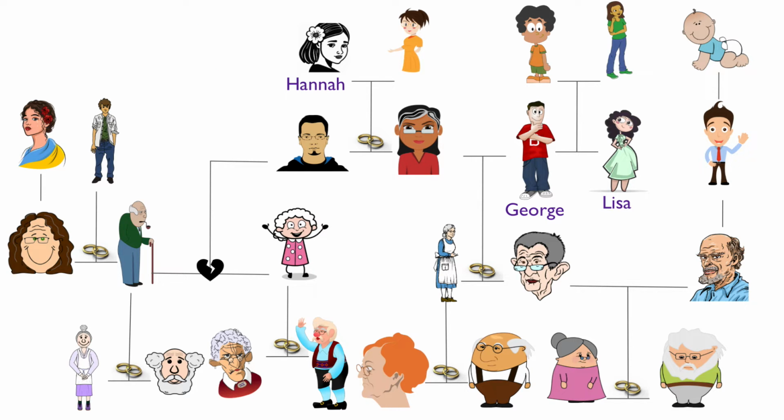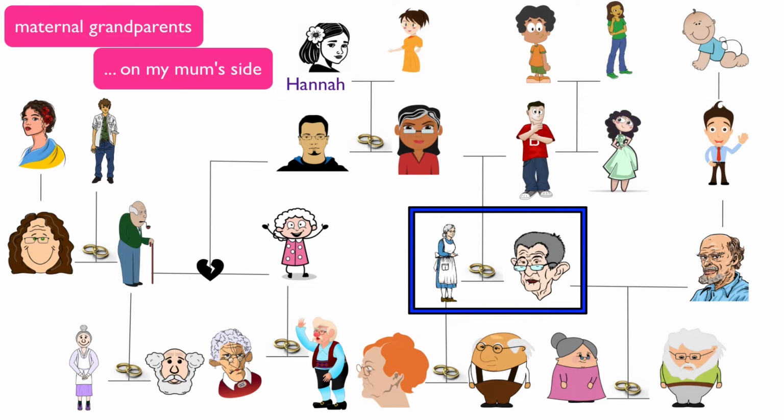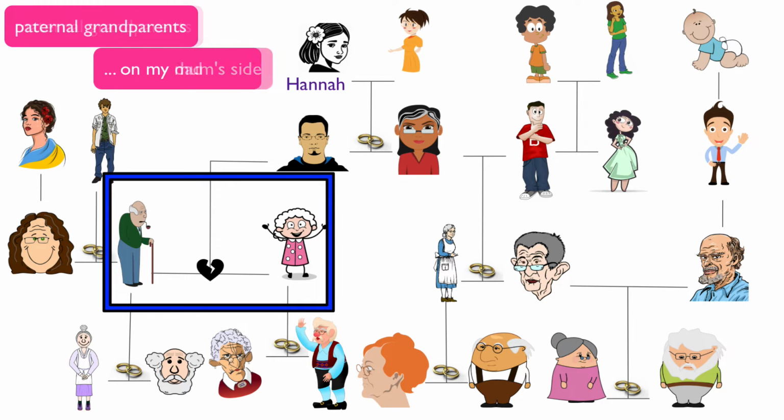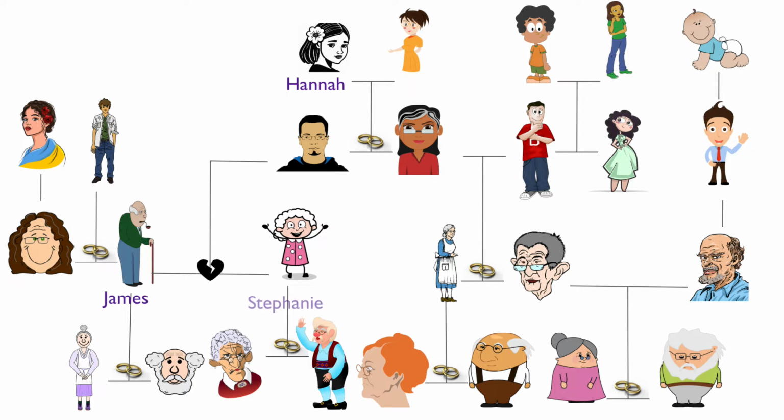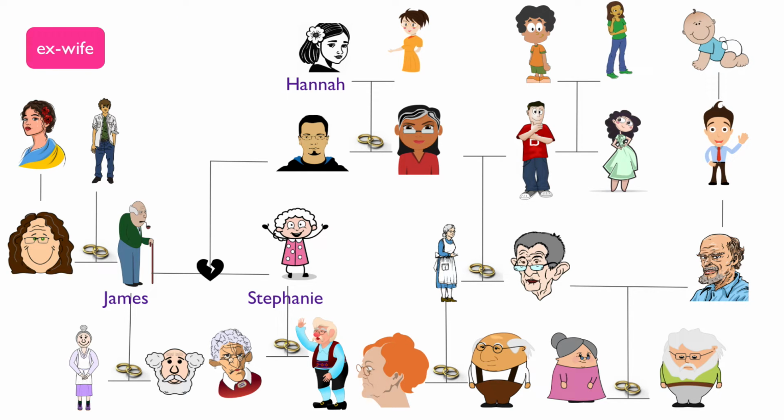Now I'm going to talk a little bit about my grandparents, and I have two sets of grandparents. To differentiate, I can call them my maternal grandparents or grandparents on my mum's side and my paternal grandparents or my grandparents on my dad's side. Let's start with my paternal grandparents, who are James and Stephanie. James and Stephanie have now broken up. They are divorced. This means that Stephanie is James's ex-wife and James is Stephanie's ex-husband.